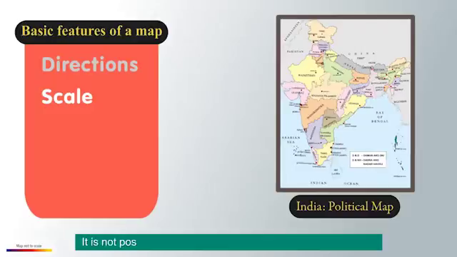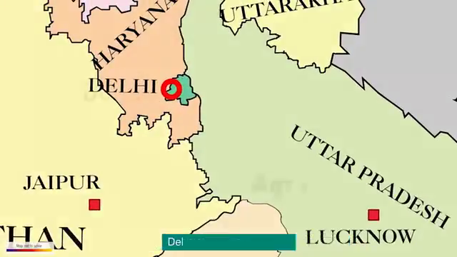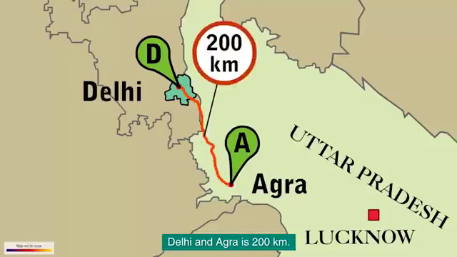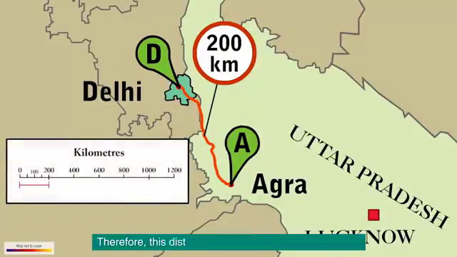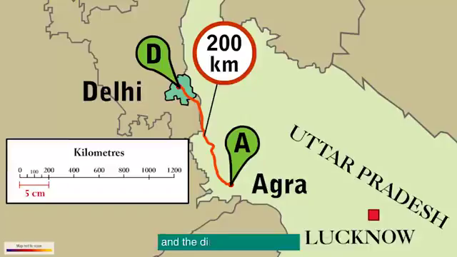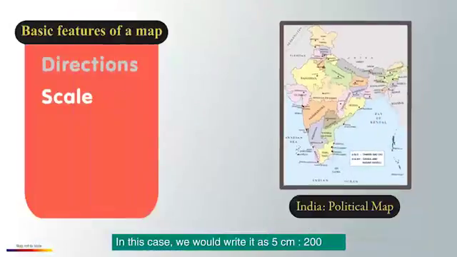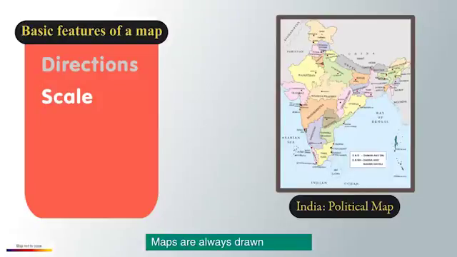Scale. It is not possible to show the actual size of the Earth on a map because it is too large. Let us suppose that the ground distance between Delhi and Agra is 200 kilometers. It is not possible to show these cities at 200 kilometers from each other on the map. Therefore, this distance is represented by a smaller unit, say 5 centimeters on the map. The ratio between the distance on the ground and the distance on the map is known as the scale of the map. In this case, we would write it as 5 centimeters is to 200 kilometers. Maps are always drawn to scale.